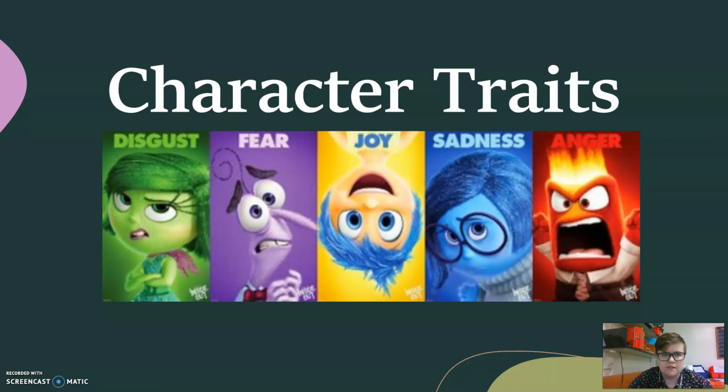So, you can see in this image here that I have taken from the movie Inside Out. It gives you an idea of what character traits are, which are what we use to describe the actions, the thoughts, and feelings of a character. So, these characters all really look like the emotion that it says. So, disgust looks disgusted, fear looks afraid, joy looks happy, sadness looks sad, anger looks angry. And they all have different colors too that you kind of think about when you think about these things.